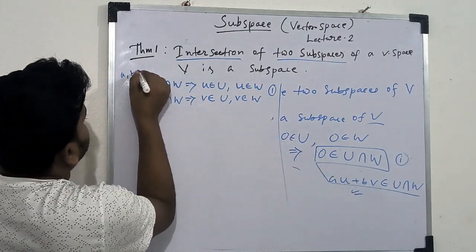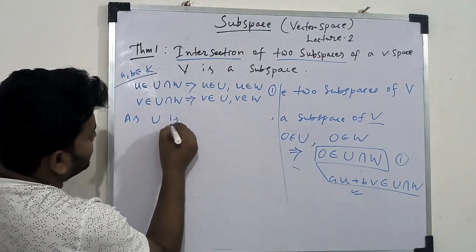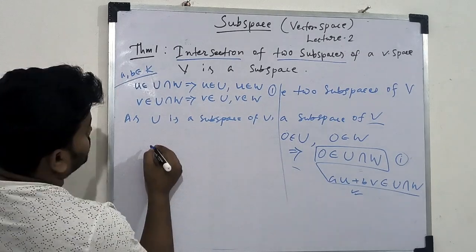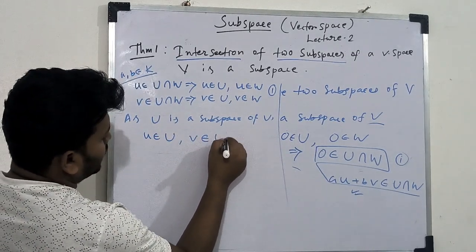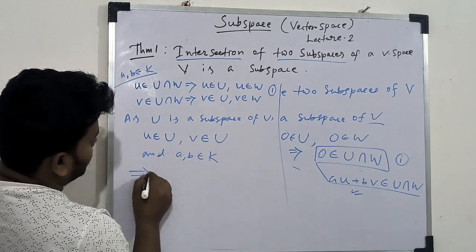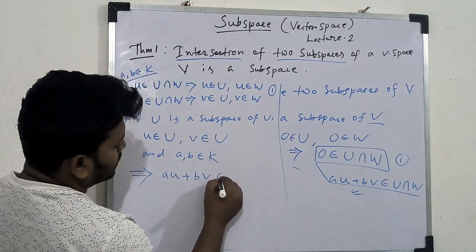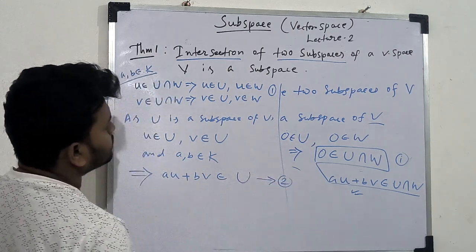And ab also belongs to K. So as U is a subspace of V, u belongs to U, v belongs to U, and a, b belongs to K implies that au plus bv belongs to U. Okay? So this is 2.